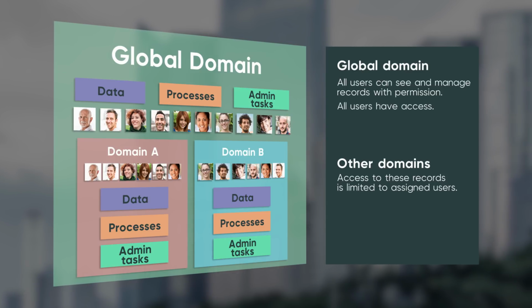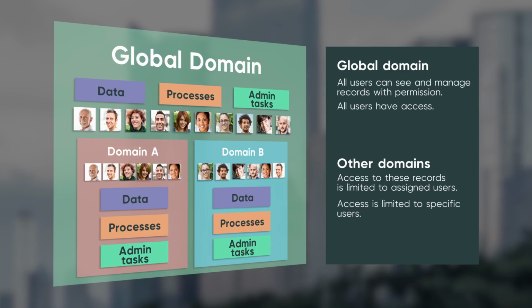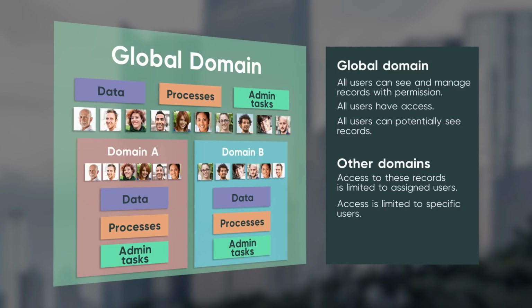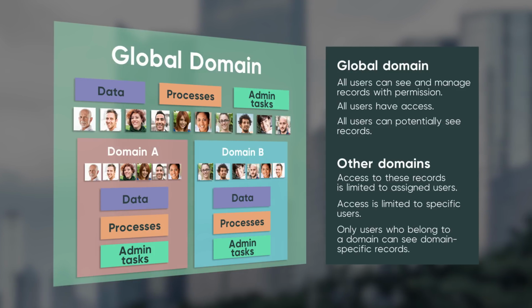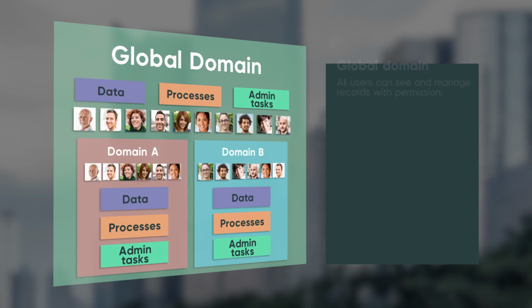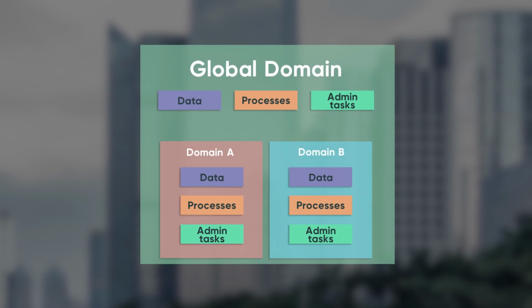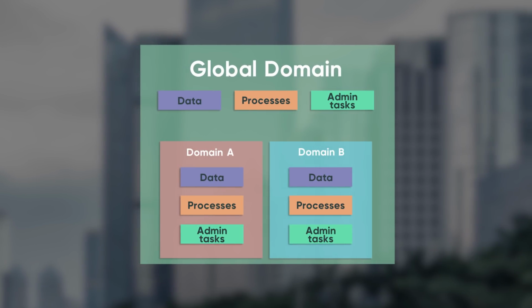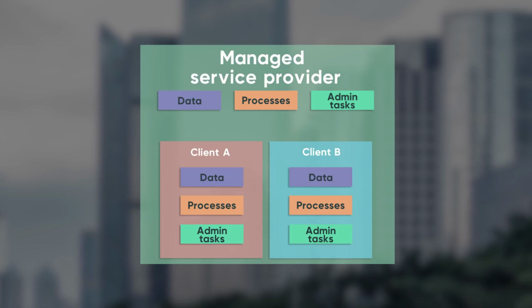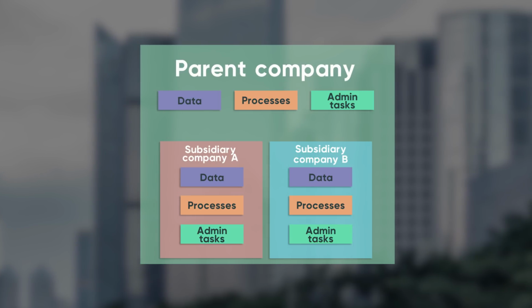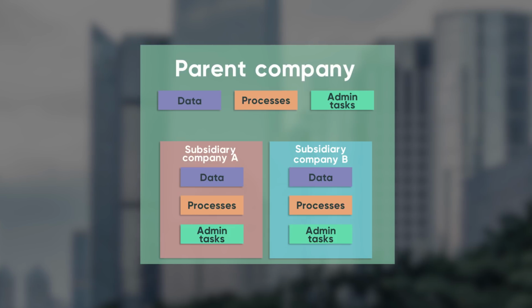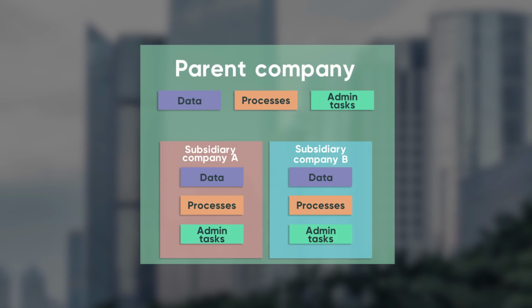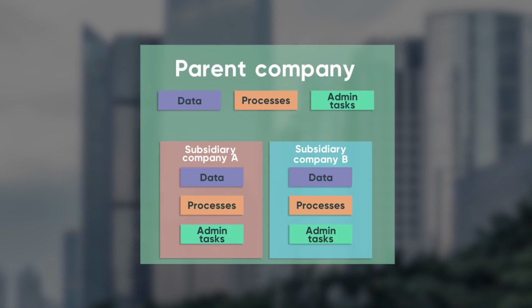All users have access to the global domain, but access to other domains is limited to specific users. Everyone can potentially see records from the global domain, but only someone who belongs to a domain can see domain-specific records. Domain separation applies to very specific use cases. For example, managed service providers separating client data, and enterprises that share policies across multiple organizations within a single ServiceNow instance, such as a parent company and its subsidiaries.